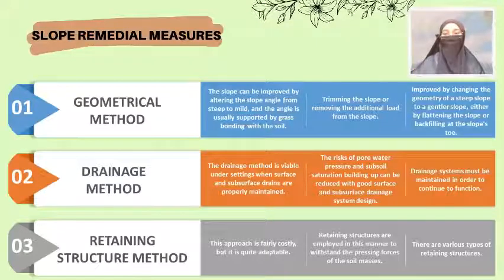In this method, there are two types, that is surface drainage and subsurface drainage, also known as horizontal drain holes. Lastly is the retaining structures method.